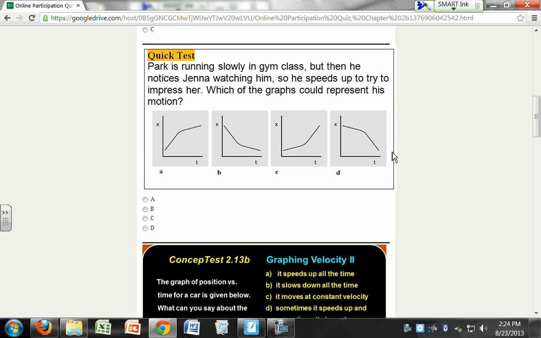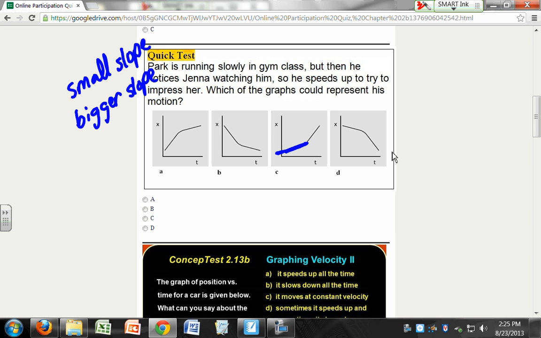Park is running slowly in gym class, but then he notices Jenna watching him, so he speeds up to try to impress her. Which of these graphs could represent his motion? So he's running slowly in gym class. That means that you're going to have a small slope, and then he speeds up, and then you're going to have a bigger slope. A small slope, and then a bigger slope. So that would look like here, for example, and then he speeds up, and you'll have a bigger slope. Notice that that's going to be in the positive direction.